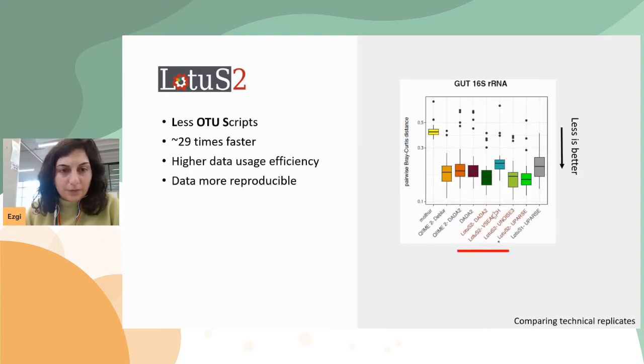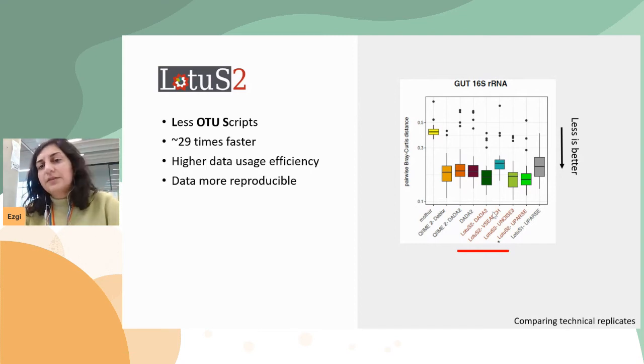Next, we benchmarked the reproducibility of the data produced by each pipeline. To do so, we compared community composition of technical replicates in a human gut dataset. By technical replicates here, I mean samples that are sequenced twice. We expect a lower distance between the technical replicates, and less is better because it means higher reproducibility. And overall, LotuS2 resulted in lower distance between the technical replicates.